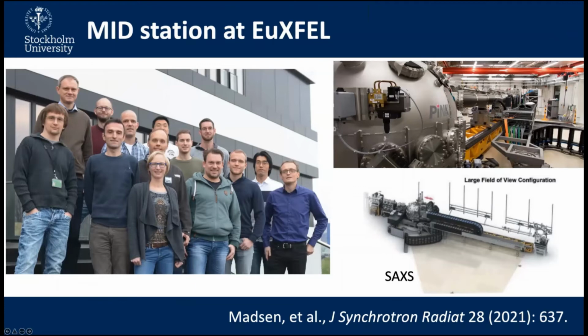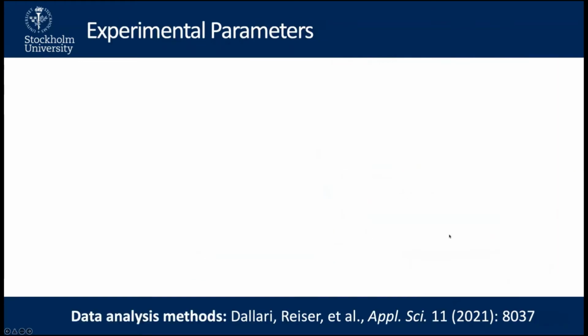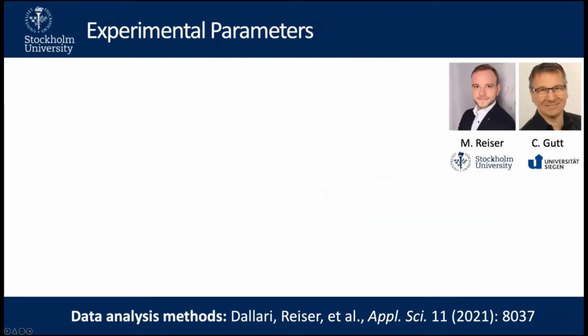One of the unique features of this hutch is that it has this very long sample to detector distance, as you can see here on the schematic. This is very important for this technique, because in this way it is possible to have enough resolution in momentum space to be able to resolve the speckle patterns, especially if you want to use a larger beam, like we did. So we use the SAXS geometry, small angle X-ray scattering geometry, but it is possible also to measure at wide angles.